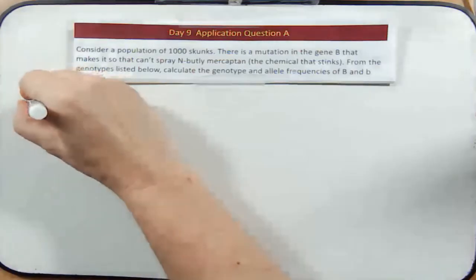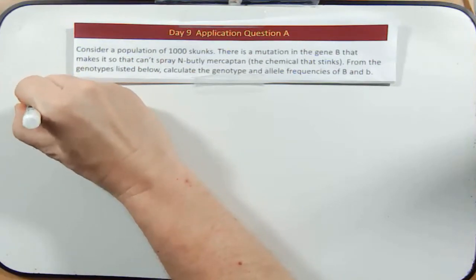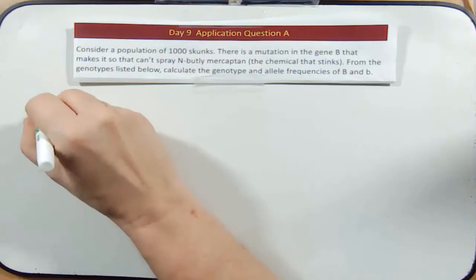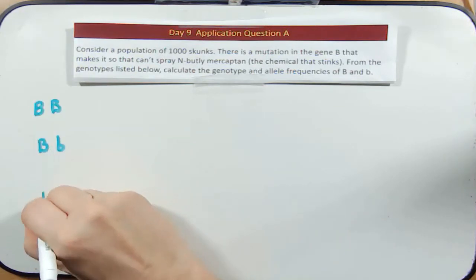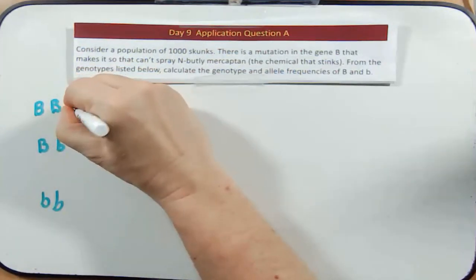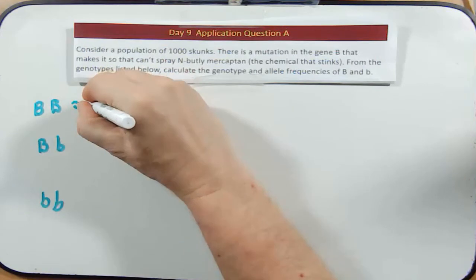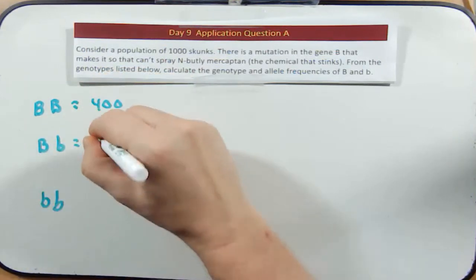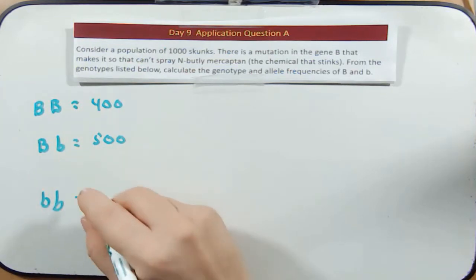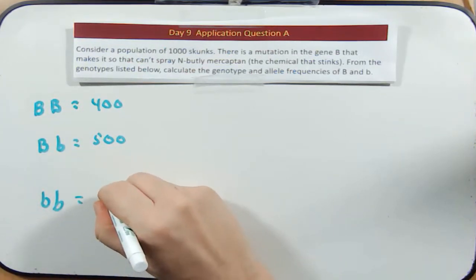And we know, and the problem told you this, so I'm going to write them down here, that the three genotypes present are big B big B, big B little b, and little b little b. So homozygous dominant, heterozygous, homozygous recessive. And the problem tells us that we have 400 skunks that are big B big B, and we have 500 skunks that are heterozygous, big B little b, and 100 skunks that are homozygous recessive, little b little b.